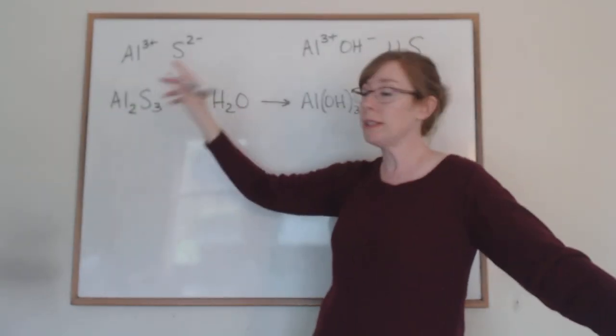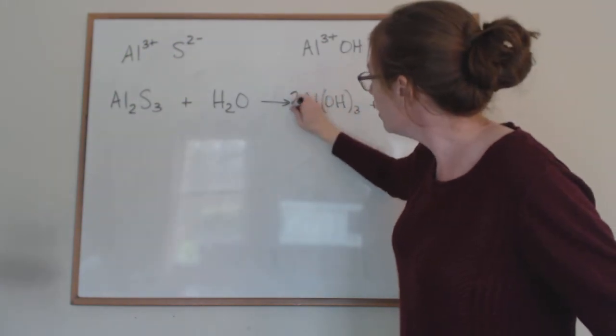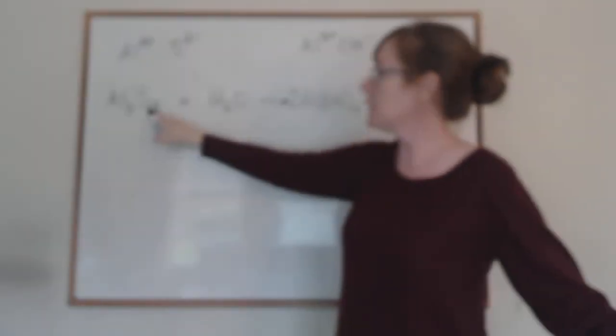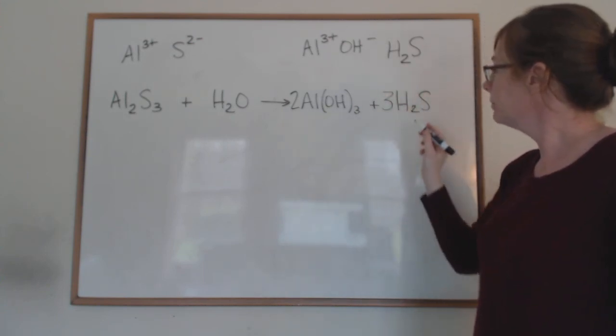I just go for who I see first. I just saw 2 aluminums. 2 aluminums, so I get 2 aluminums by going over here. Sulfur. I see 3 sulfurs. I get 3 sulfurs by doing this. And then here's another example.